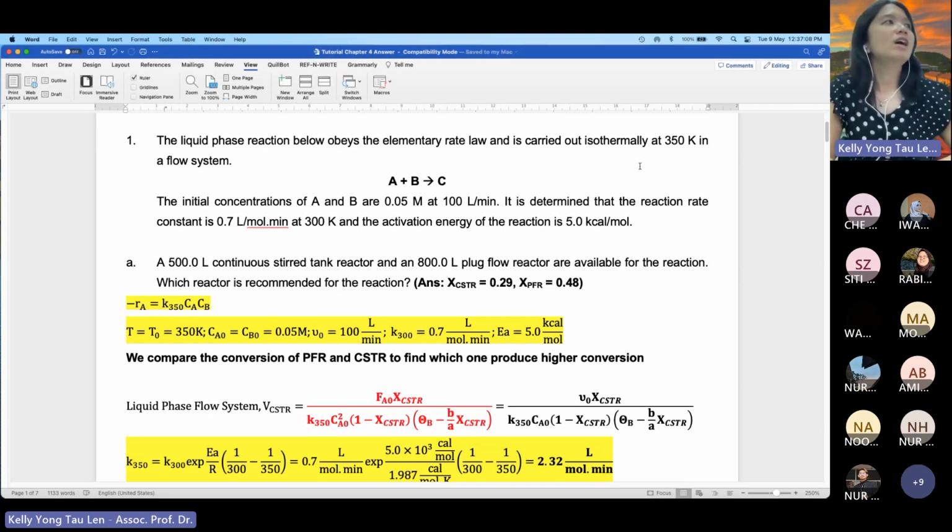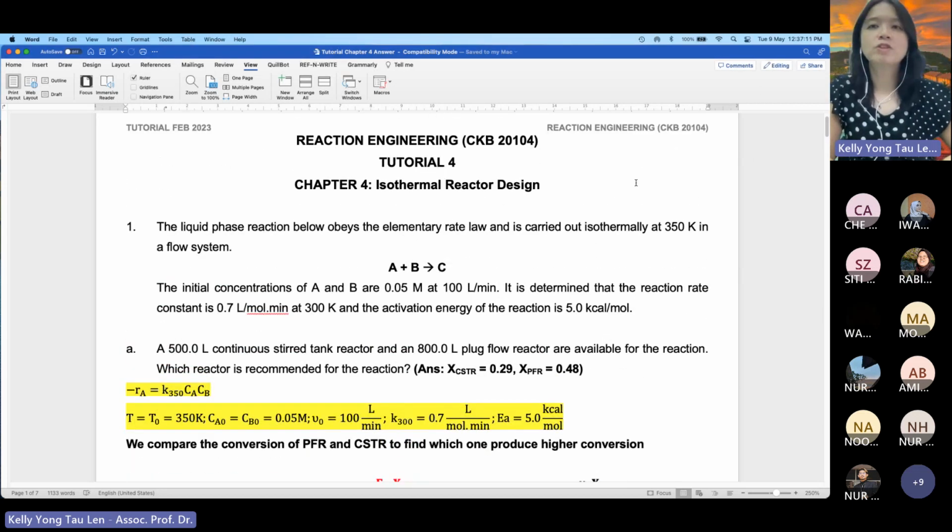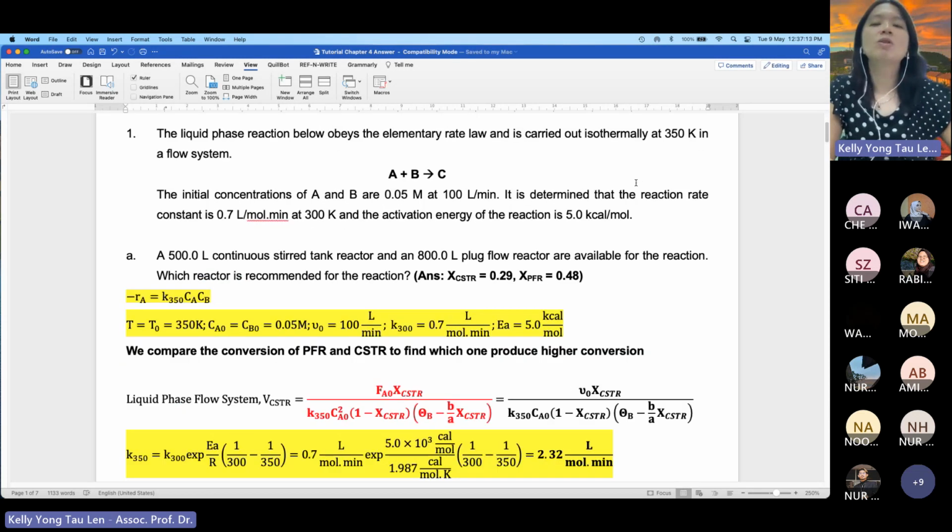Right. Okay, so now I will go to the tutorial questions for chapter 4. The questions are already on VLE. If you want to access the questions, you can download them. What I'm going to discuss is straight away the solution, but it's most important to understand what the question means. Okay, so we go to the first question.